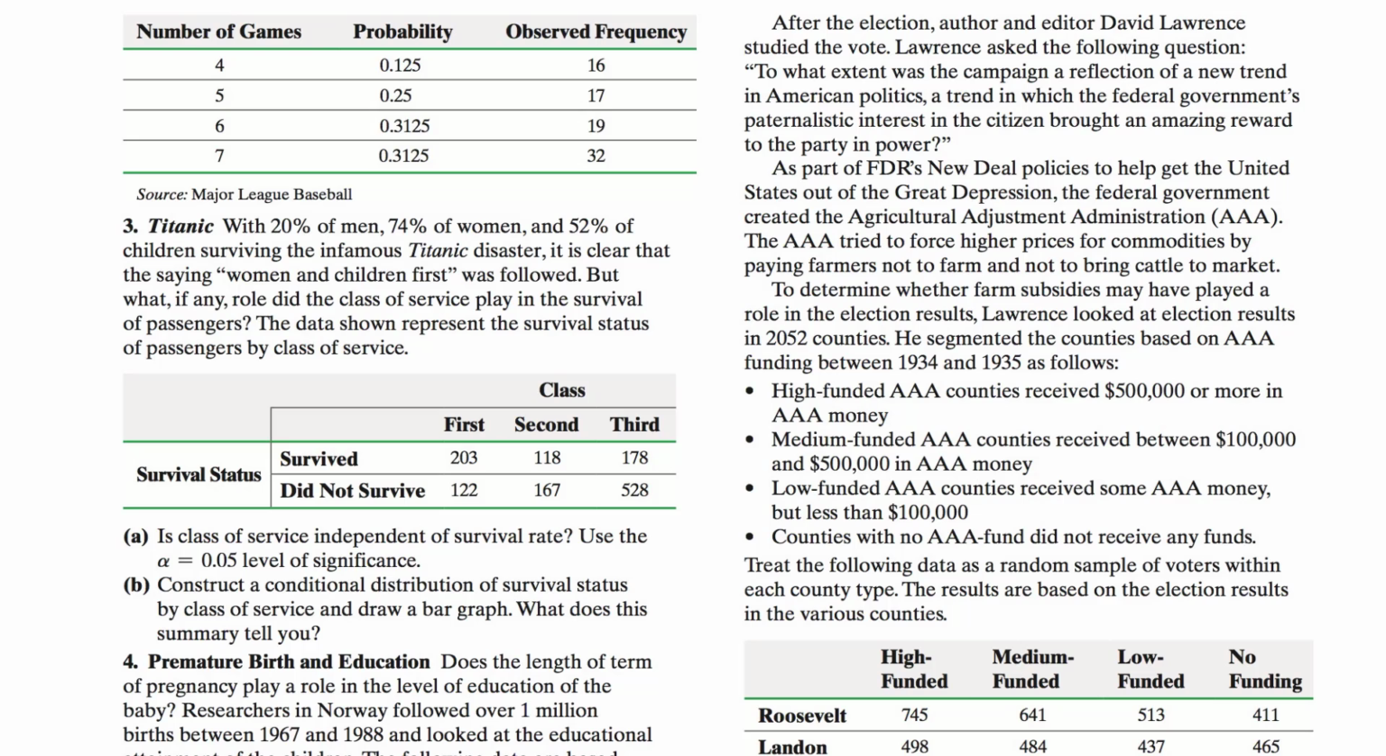Now, if you want to follow along, I would invite you to pause the video, and you can key in your observed frequencies here into list 1, and you can key in the probabilities into list 2. We don't actually have to bother keying in the number of games. It's understood from the position of the data in the list.